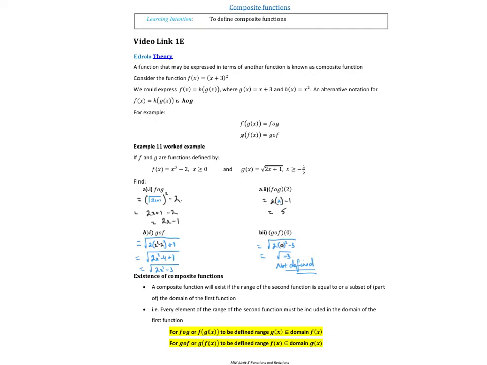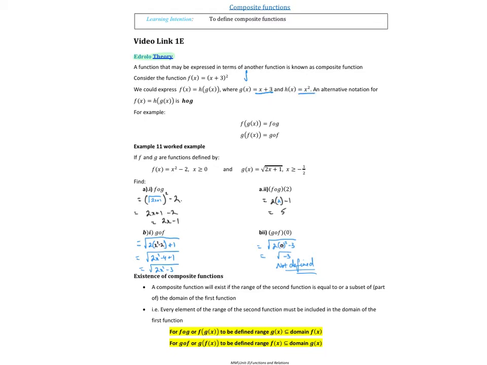Okay, so composite functions are basically functions of functions. We can look at the Ed Rollo video if you want a more detailed explanation. But if we consider the f of x function that's just listed there, we could think of it as a combination of the functions x plus 3 and x squared.